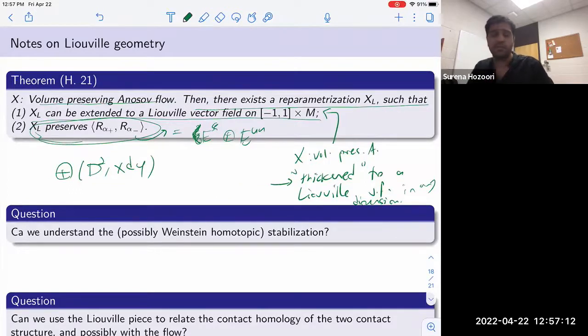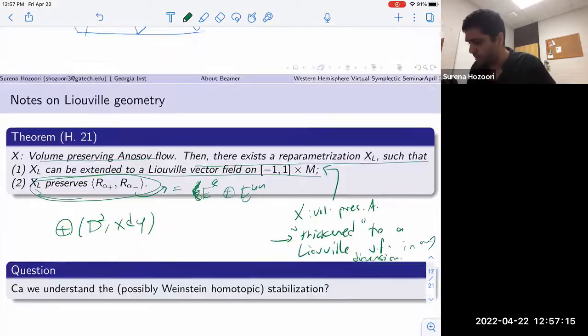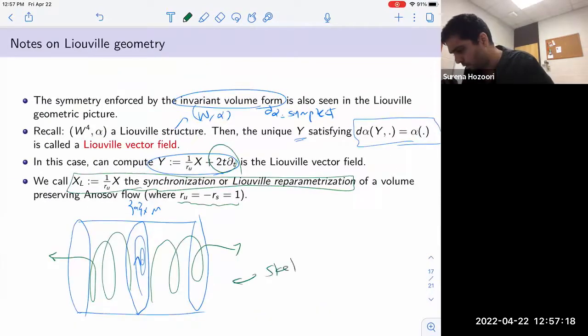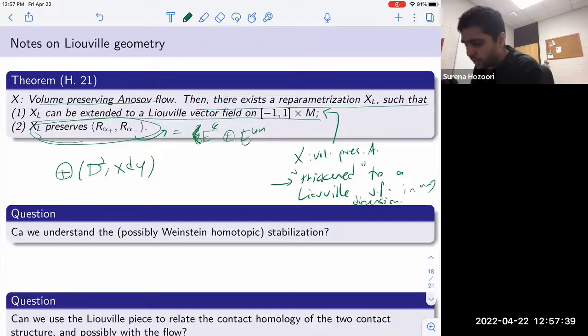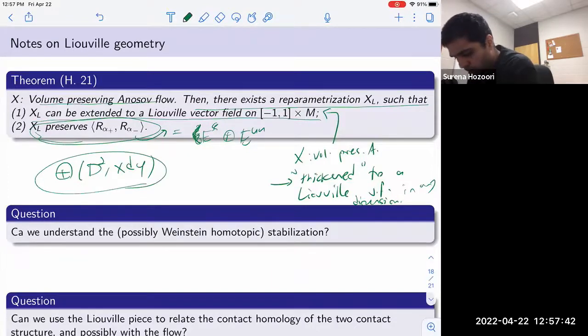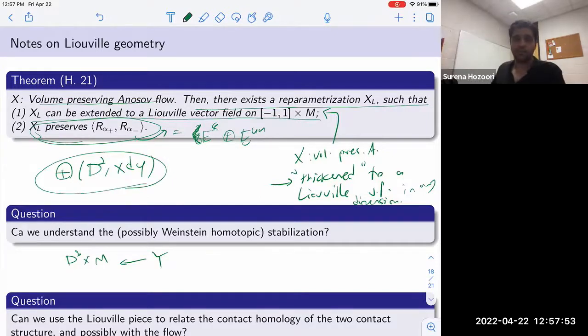geometry, and that is because the skeleton in this picture is just the free manifold M, right? So obviously that means that this cannot be a Weinstein structure, because the dimension of the skeleton in that case should be at most half of the dimension. But that also means that if you add this summand, let me write it as D3 times M, the vector field you get here might be homotopic to a Weinstein structure.